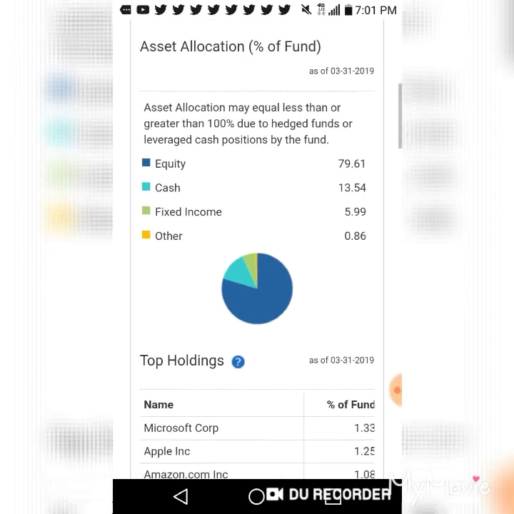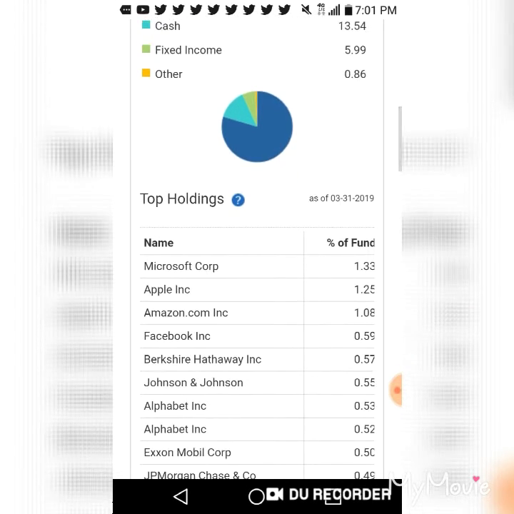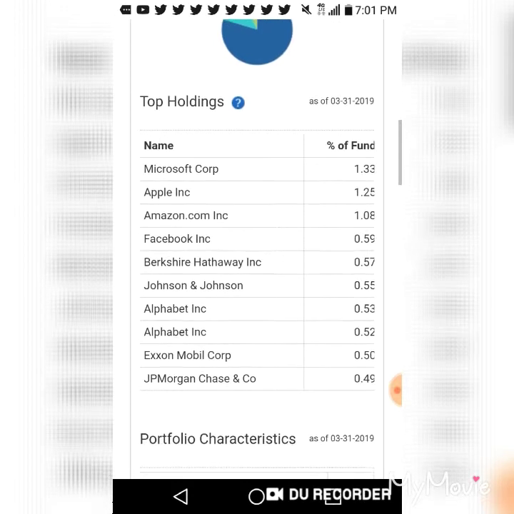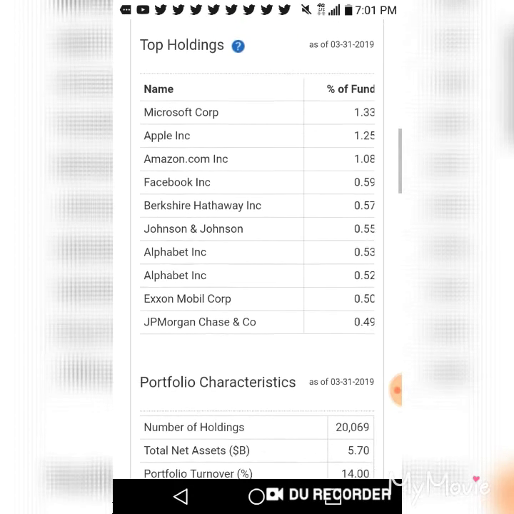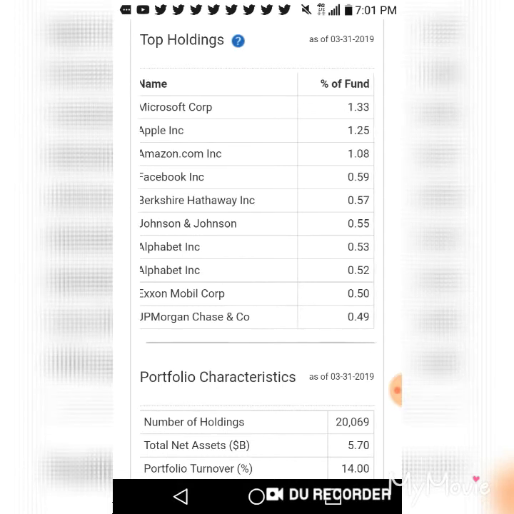Allocation of the fund. You can see the allocation of the fund right here. Another thing that's really important are the top holdings in the fund. So you see the top holdings: Microsoft, Apple, Amazon, Facebook, Berkshire Hathaway, Johnson & Johnson, Google, ExxonMobil, JP Morgan Chase.